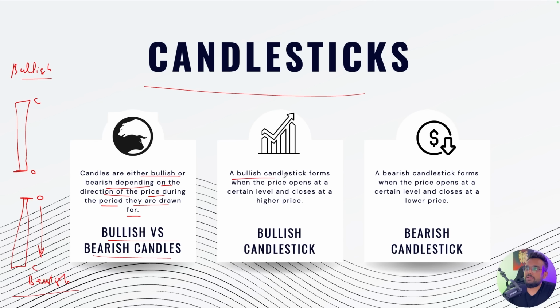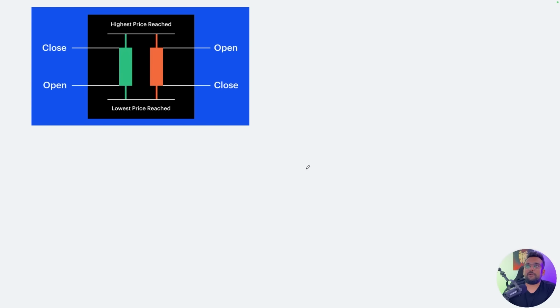Okay, a bullish candlestick forms when the stock opens at a certain level and closes at a higher point. That's called a bullish candlestick. A bearish candlestick forms when the price opens at a certain level and closes at a lower price. That's called a bearish candlestick. For example, right here, this is the open, it went to close, and these became the wicks. This is the open right here, it went down, and these became the wicks. This is how the candle would have gone.